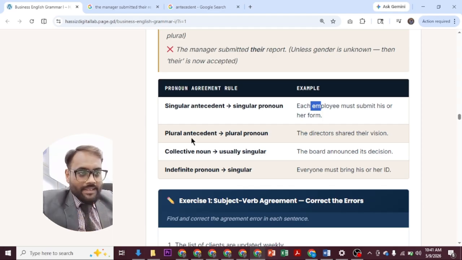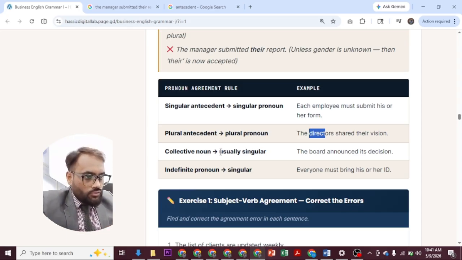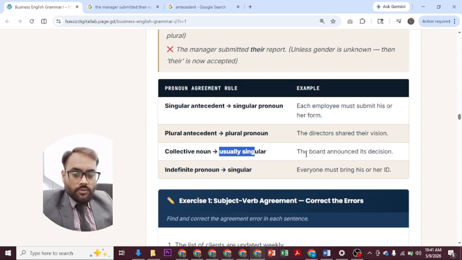The second is plural antecedent. The directors share their vision. Directors is the plural antecedent, and "their" represents the directors. Next, number 3 is collective noun, usually singular. The board announced its decision. What is the board doing? They are announcing their decision over here.